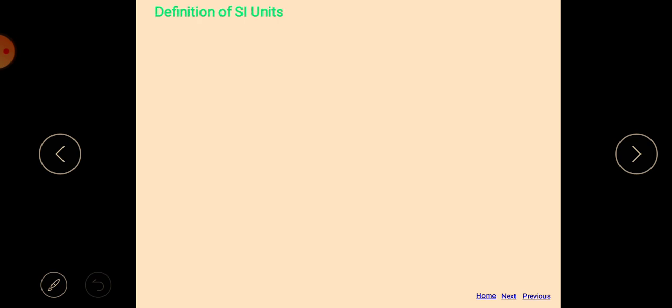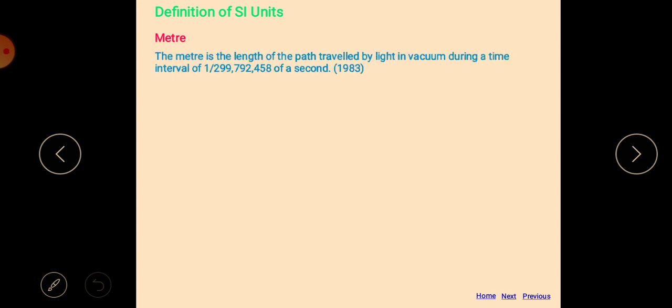Definitions of SI units. The very first one is meter. The meter is the length of the path travelled by light in vacuum during a time interval of 1 upon this much. That value is the speed of light, 299,792,458 of a second. 1 upon that value; this 299 and something is the speed of light. In short form or approximate value, it is 3 into 10 raised to power 8 meter per second.